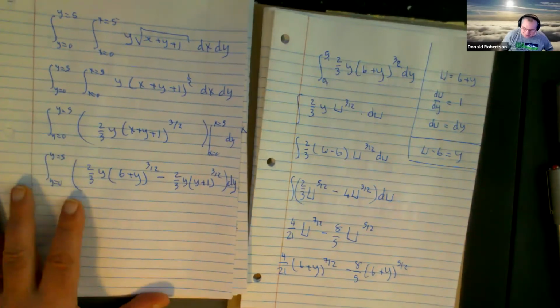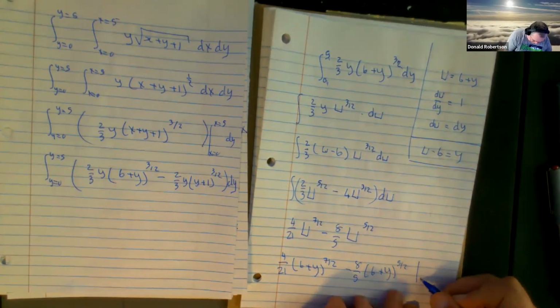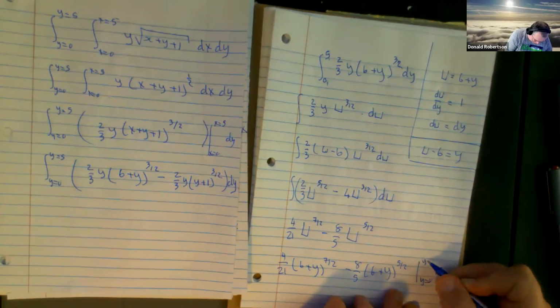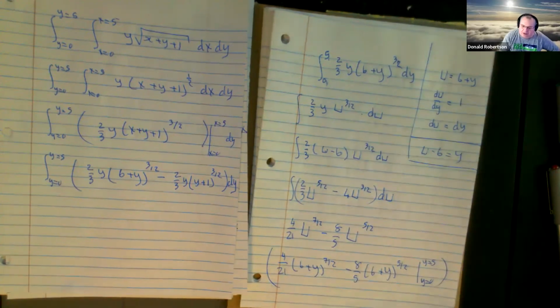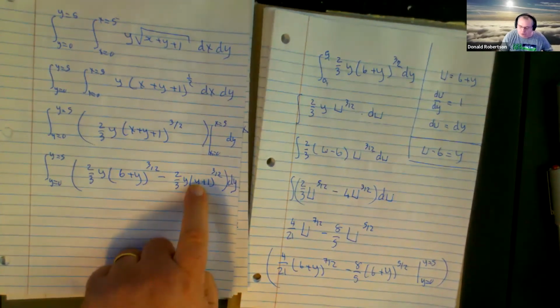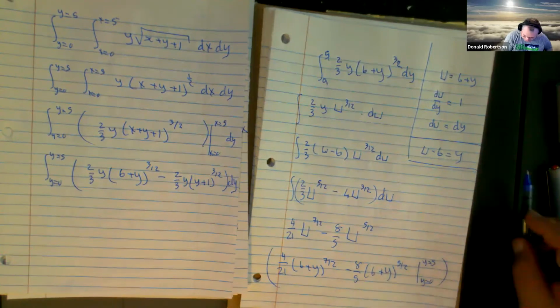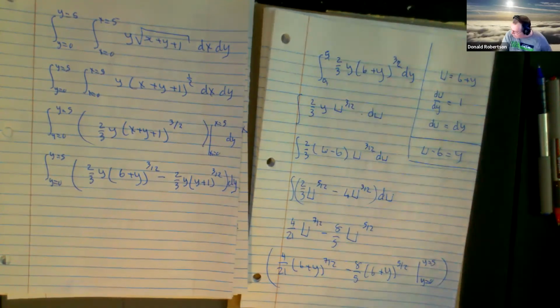Okay. I should be able to now evaluate it at y equals 0 to y equals 5, or whatever the start and finish number is. And won't you do the second one the same way, but this time u is y plus 1, and u plus 1 will be your limits of integration.